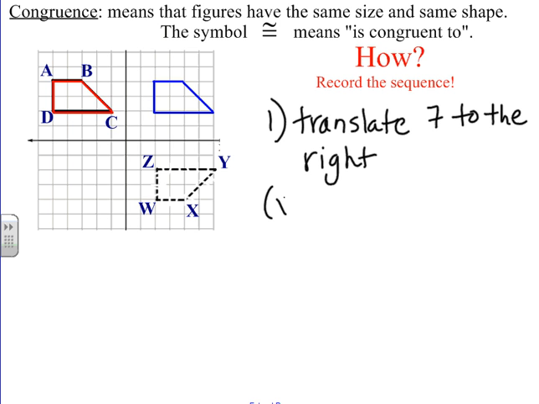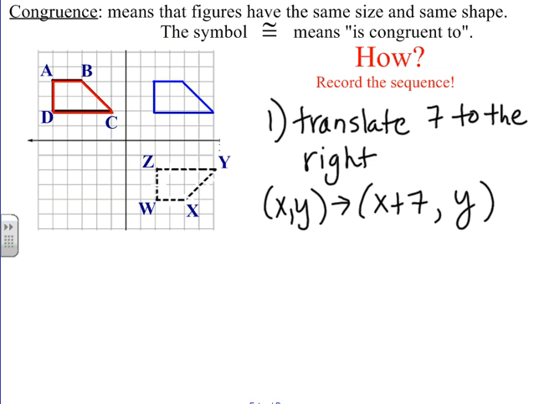Now we're going to write a rule for this. Okay, so that means we're going to take the original trapezoid, which is (x, y), and we're going to change the x by 7, which means we're going to slide to the right, and we're going to leave the y alone, which means we're not going to move up and down.